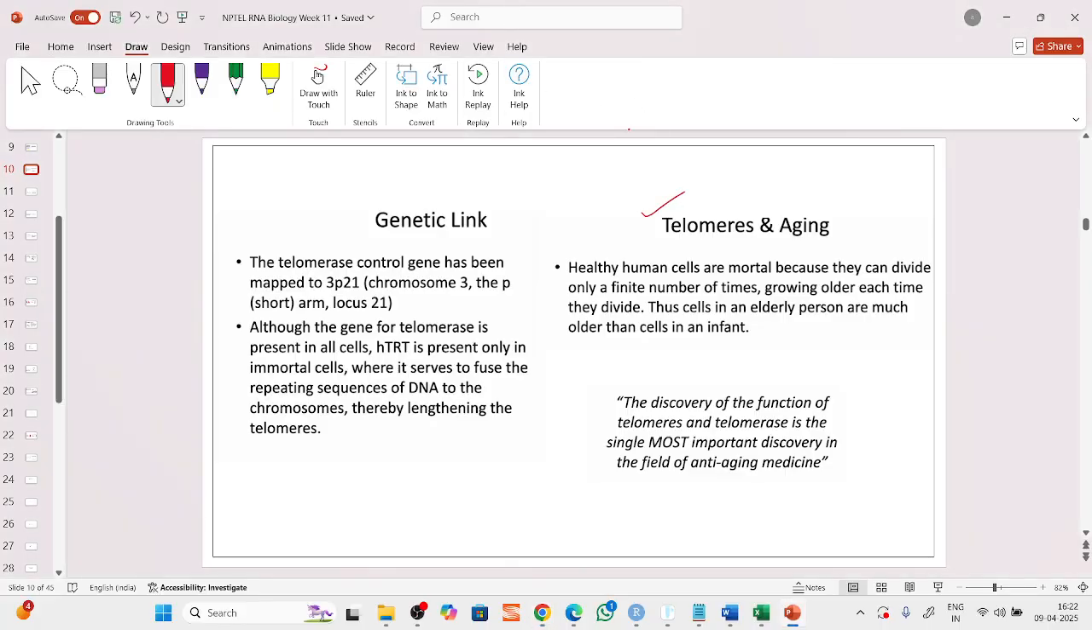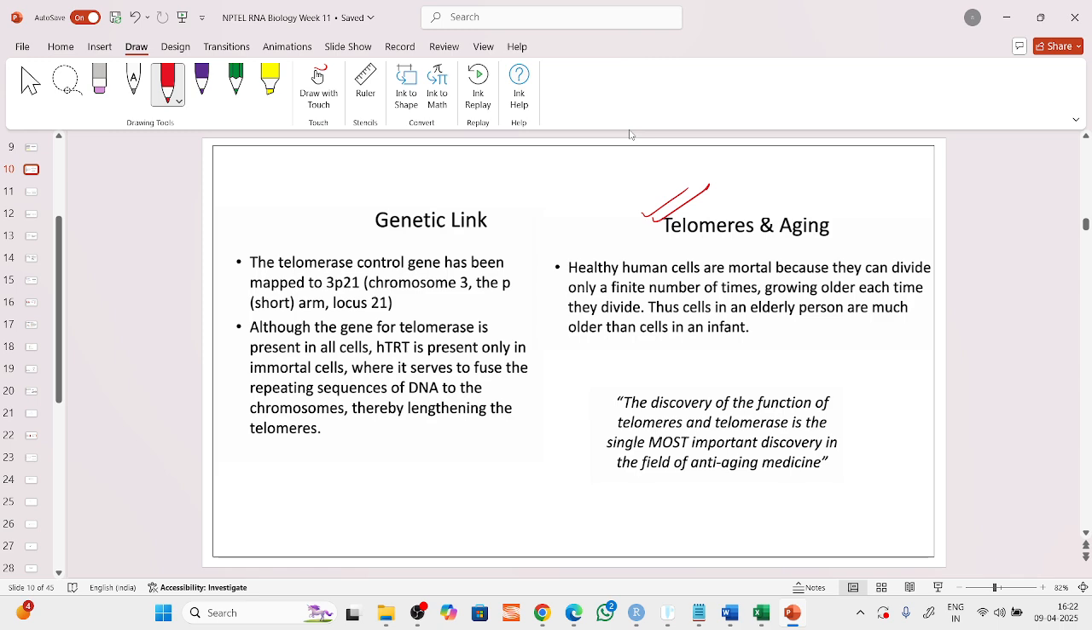What is telomerase and aging? Healthy human cells are mortal because they can divide only a finite number of times, growing older each time they divide. Thus, cells in an elderly person are much older than those of an infant. So basically, the cells are mortal because they divide, then they grow old and then they die. Therefore, the cells of an elderly person are older than the cells of an infant.